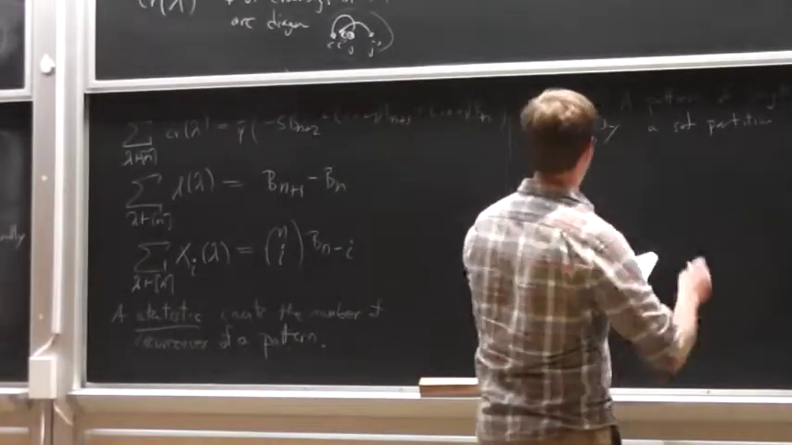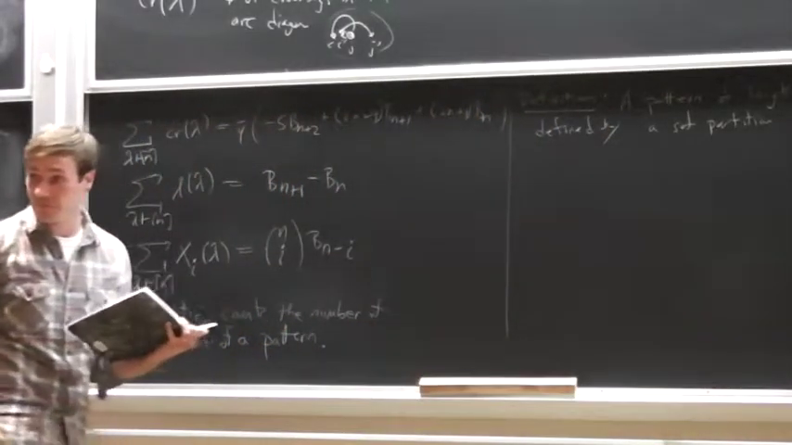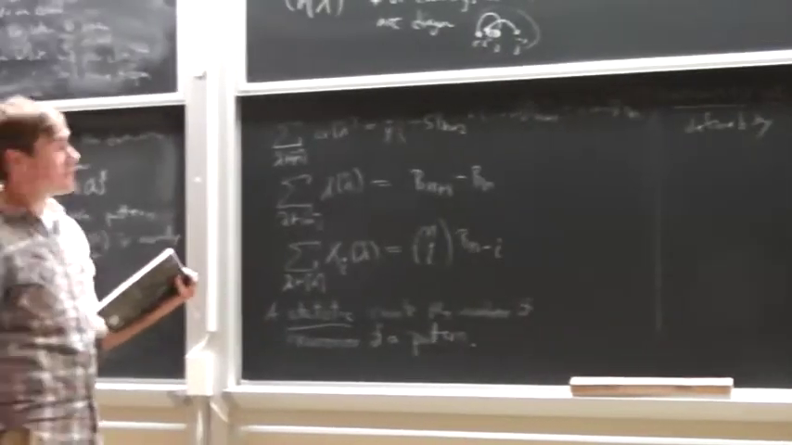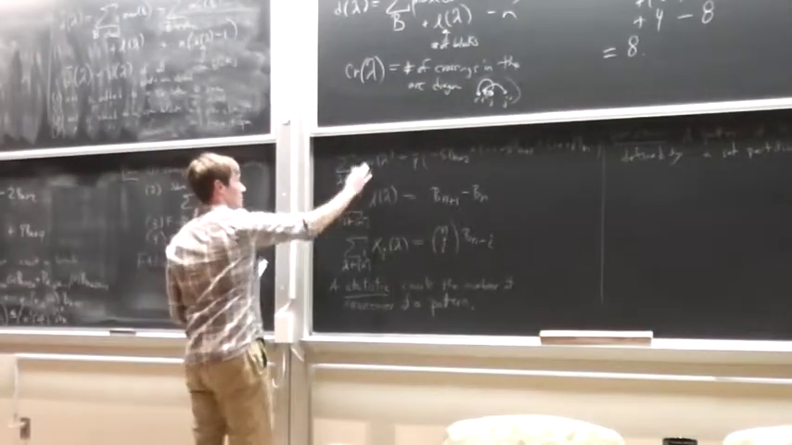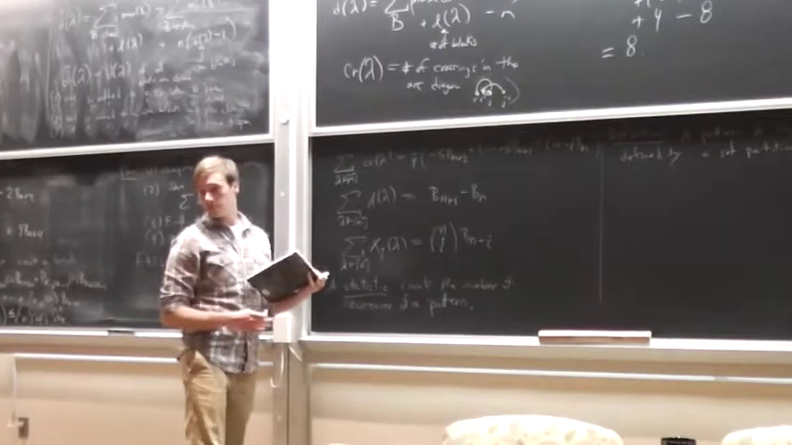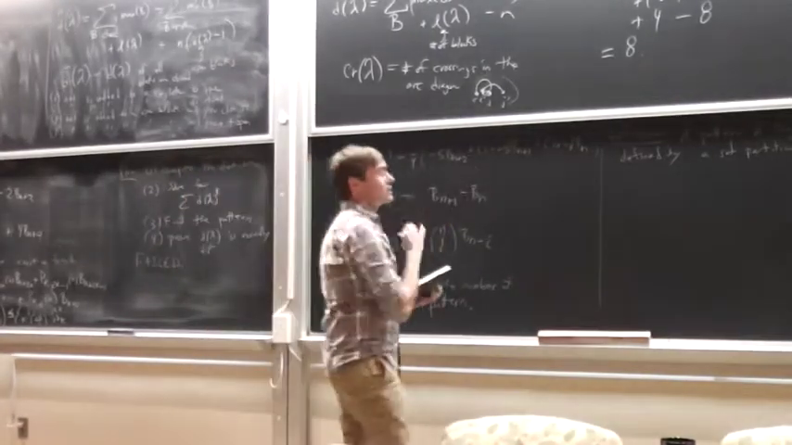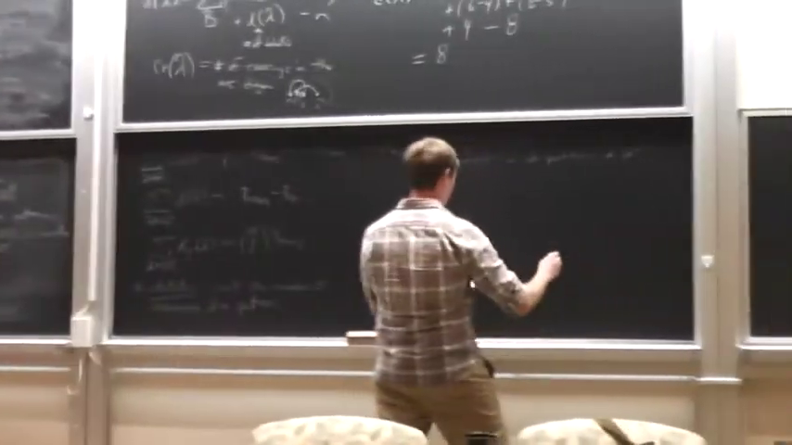But the D statistic, the D of lambda, will be a statistic, just as the crossing numbers are. Obviously, well, what are the patterns? Okay, I'll give the definition.